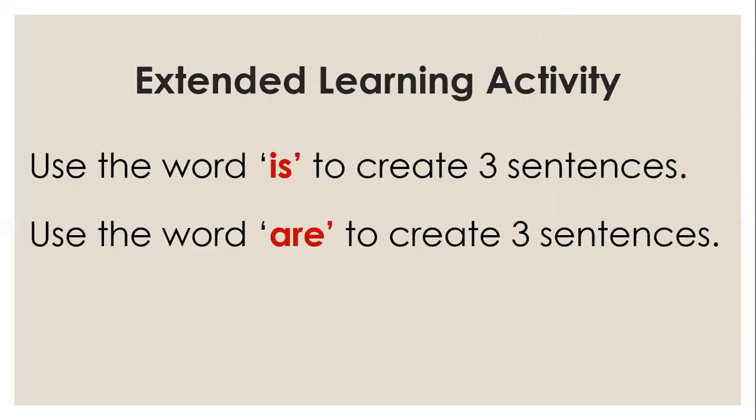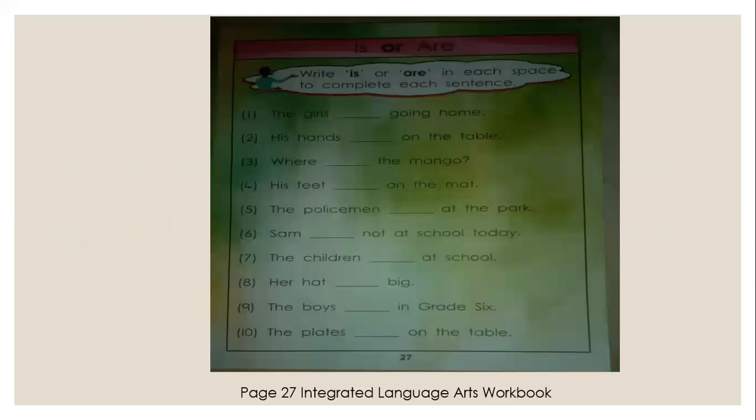Now for your extended learning activity, you are going to use the word is to create 3 sentences. Then you are going to use the word are to create 3 more sentences. So use the word is to create 3 sentences. When you're finished, you use the word are to create 3 more sentences. And for your homework, you're going to complete page 27 in the Integrated Language Arts workbook.